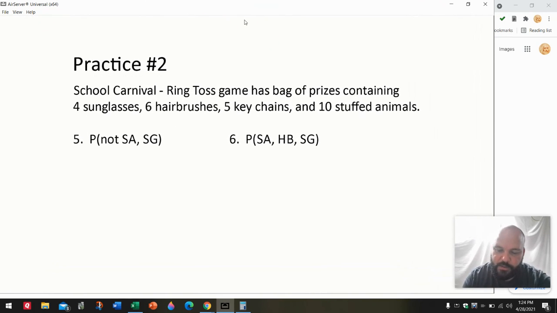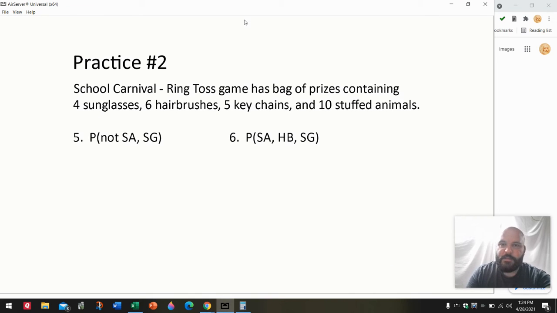So I have one more example to show you. And this one is like two examples ago where we have a compound probability. These are dependent probabilities because we're making multiple picks. And as you can see in this one, we're actually going to pick three different things. But let's start with number 5 here. So same scenario, we have 4 sunglasses, 6 hairbrushes, 5 keychains, and 10 stuffed animals.